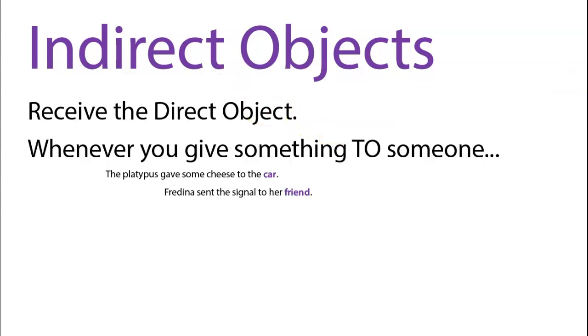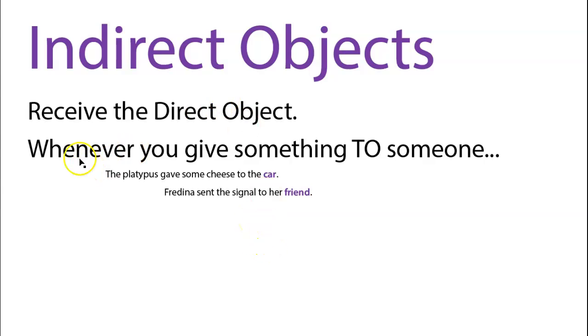Or, Fredina sent the signal to her friend. So, Fredina is our subject, the verb is sent, the thing that was sent is the signal, and the person who received the signal is her friend, right? So friend is going to be our indirect object. It received the direct object of the signal.